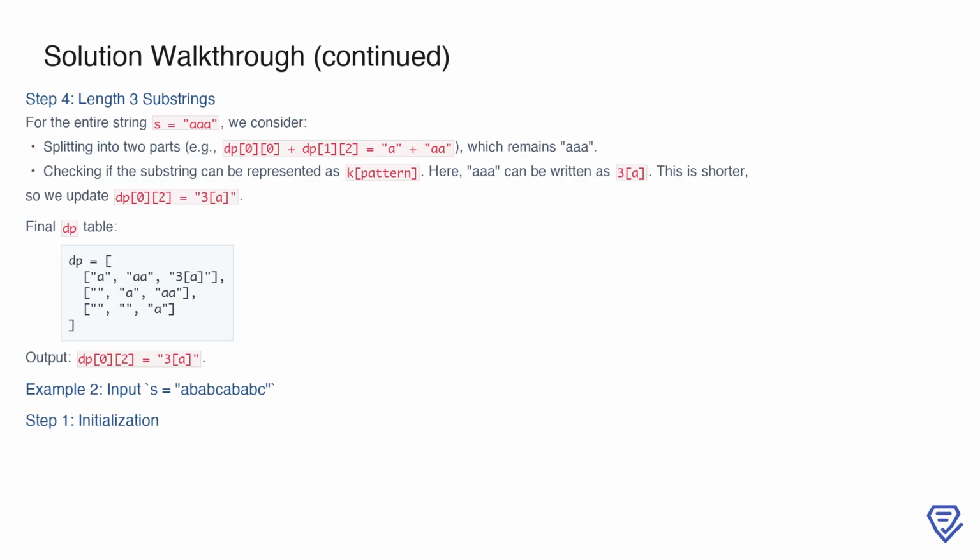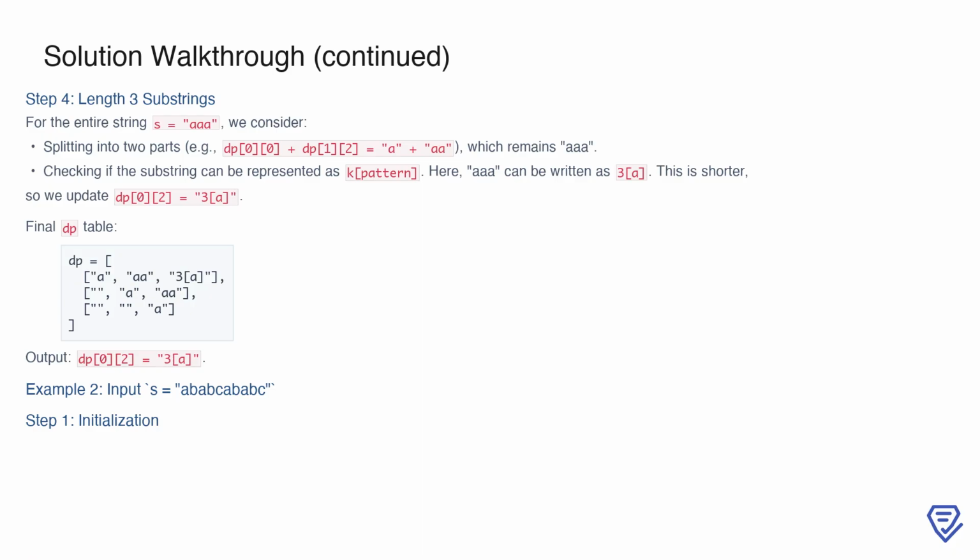We then create a 2D list, dp, of size n×n, where dp[i][j] will eventually store the shortest encoded version of the substring from index i to j in the string. Initially, all entries in dp are empty strings. Next, for substrings of length 1, each character is its own encoding. For example, dp[0][0] is a, dp[1][1] is a, and so on. This fills the diagonal of the dp table with the individual characters of the string.